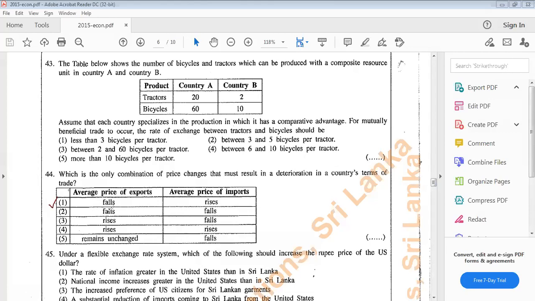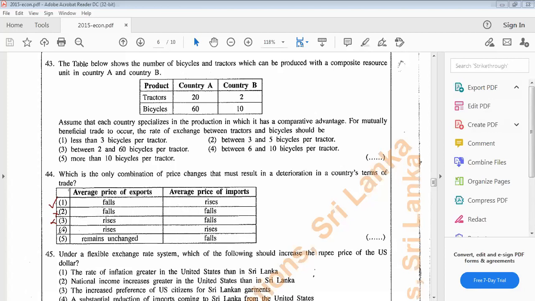Second one, export prices are falling, import prices also falling. Then if they say that import prices are falling faster than export prices, then second is the answer. But in the second one, they have not mentioned which is falling faster. Therefore, you can't decide anything using the second one. Third one, you can't take at all, because why? Third one will increase the TOT. You can see export price increases, import price decreases. So third one will increase the TOT.